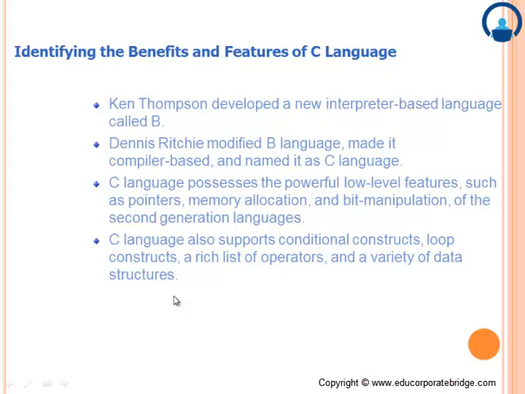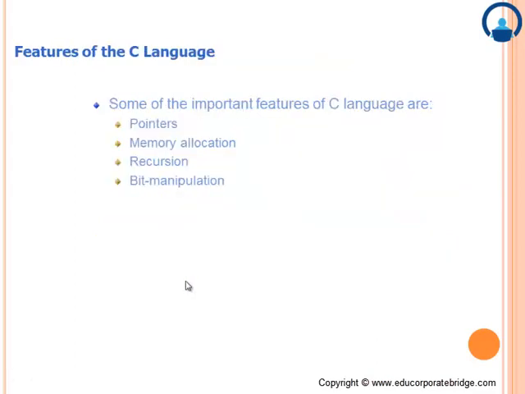Point number 2 is defining the characteristics of the second generation. We know that computers have evolved in many generations: first generation computers, second generation computers, third generation computers. In the same way, C language supports some of the features of second generation languages, and it also supports some of the features of third generation languages.